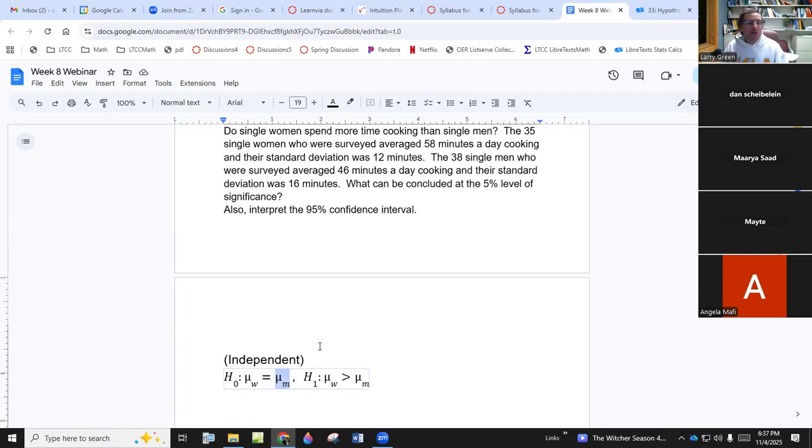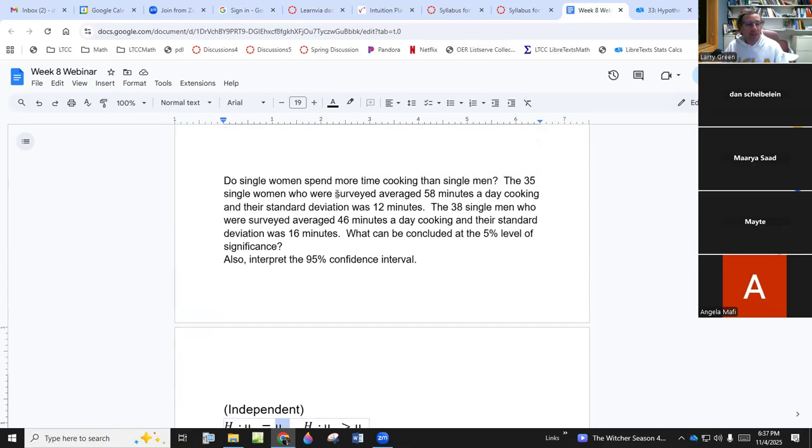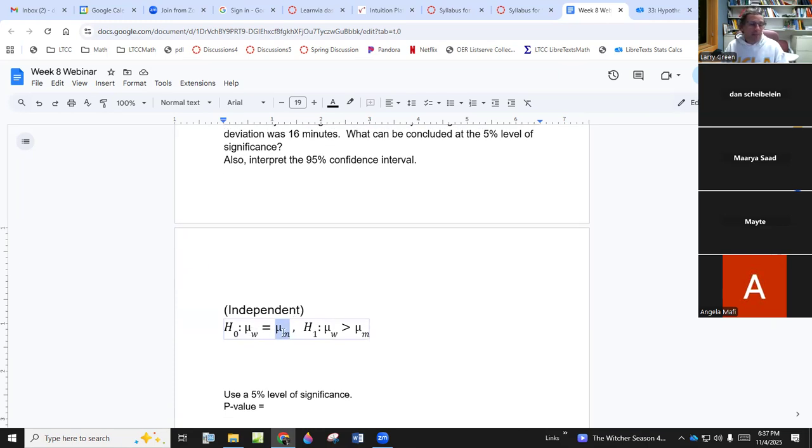Yeah, mu. Okay, so here is H naught. H naught colon, and I'm going to write mu sub W. This is the population mean number of minutes that women spend cooking is equal to mu sub M, which is the population mean number of minutes that men spend cooking. And notice we don't know the population mean of either. We just have samples for both of them. So that's why we're comparing mu W and mu M instead of, say, mu W as a number. We have two things we don't know.